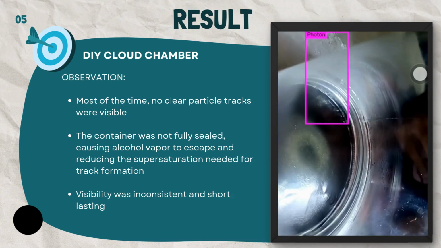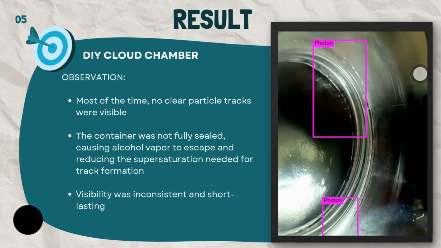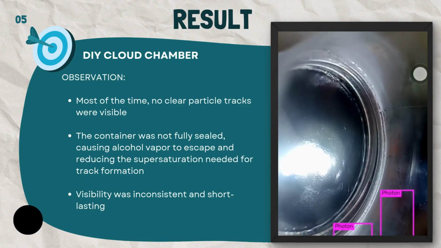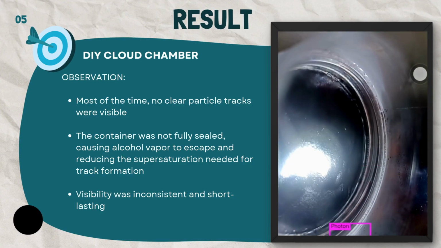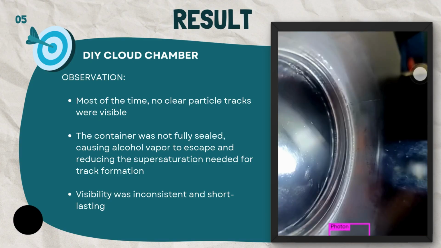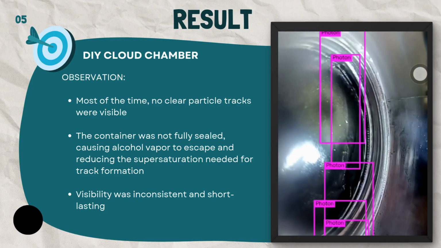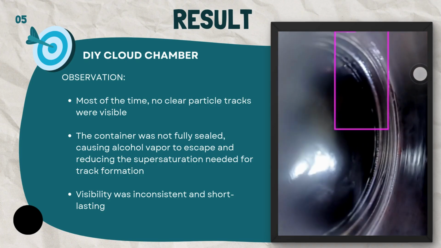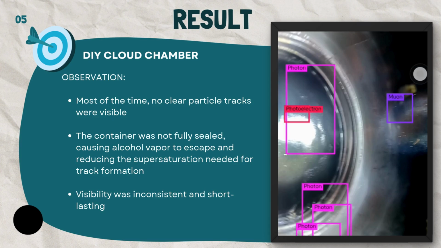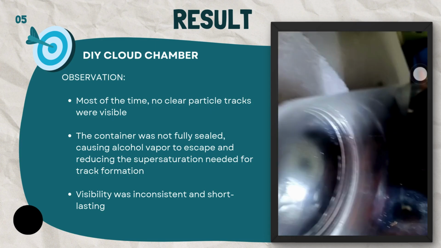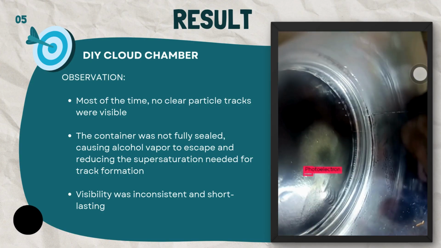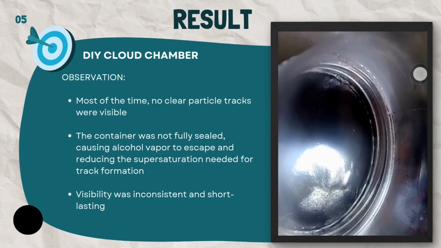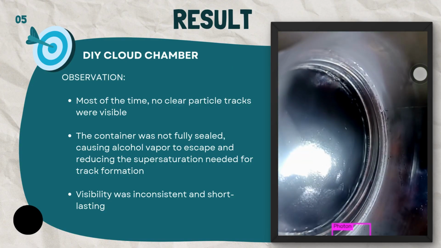Now, let's take a look at the results from our cloud chamber experiment. In our DIY cloud chamber experiment, we observed that most of the time no clear particle tracks were visible. This was likely due to a problem with the setup, like the container not being fully sealed. As a result, alcohol vapor escaped, which reduced the level of supersaturation needed for visible track formation. Additionally, when tracks did appear, their visibility was inconsistent and short-lasting. This made it difficult to capture clear and reliable results.